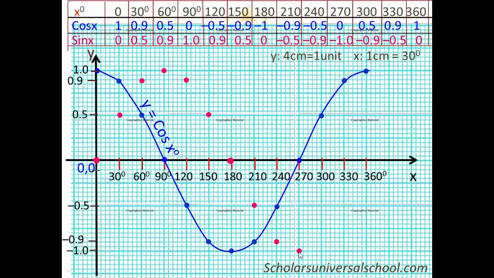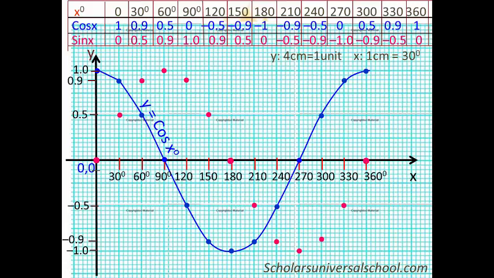Then you have minus 0.9 when it is 300 degrees, sine x is minus 0.9. So you have this here. And for 330 degrees, you have minus 0.5 again here. And then you have 360, sine 360 equals 0. So the last point is here.